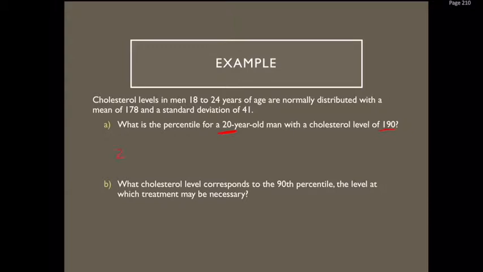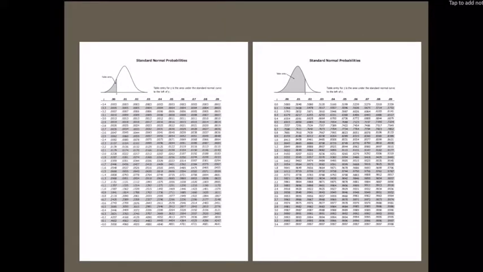It's 190. So remember, my z-score is my data value minus our mean over our standard deviation. So I'm going to take 190 minus 178 over 41, which gives me 12 over 41, which is 0.29. So that's my z-score. I need to use this to find my z-table value. And in order to do that, I need to go to a z-table. So let's do that. Here I've got my z-table.